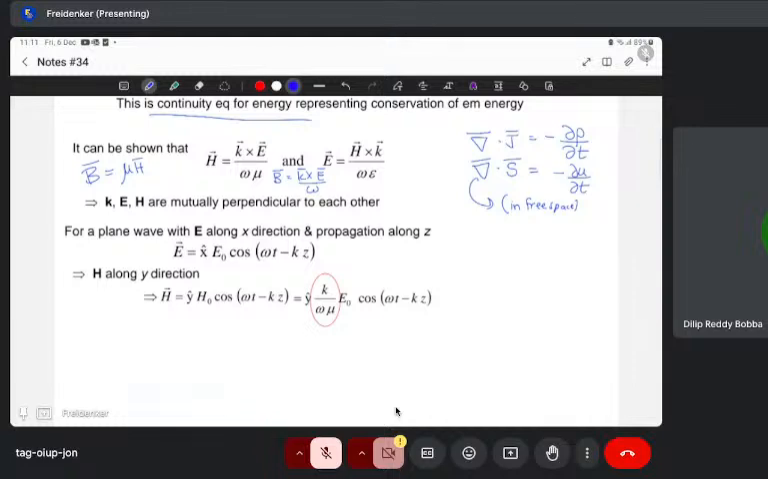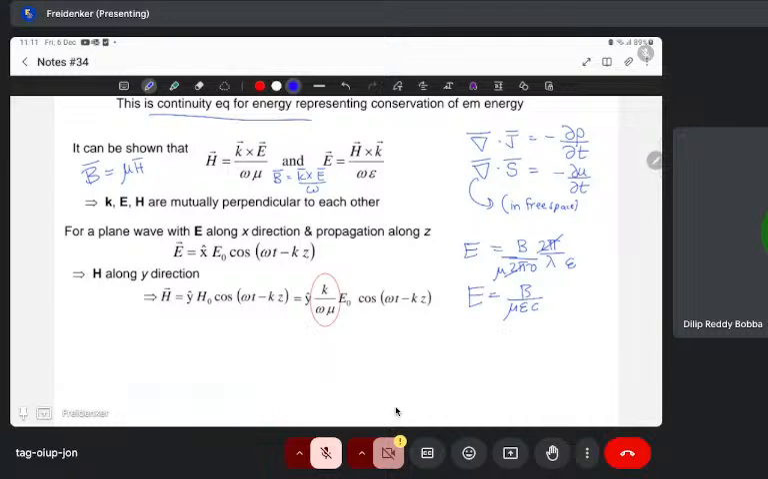Because if you look at the magnitudes, k is nothing but 2 pi by lambda. Omega is nothing but 2 pi mu. Epsilon is there. H is nothing but B by mu. 2 pi gone. What is happening? So mu epsilon, mu lambda is nothing but C.